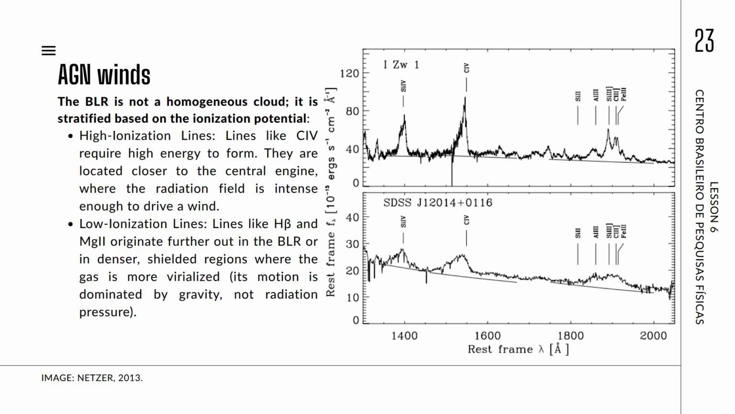Low ionization lines like H-beta and magnesium-2, you can see this a lot in the AGN spectrum, originate further out in the broad line region or in denser shielded regions where the gas is more virialized. So its motion is dominated by gravity and not by the radiation pressure. So we would see the lines more symmetrical. Even if they are broad, they are symmetrical. For instance, magnesium-2. We can see it as a broad line in AGN spectrum, which means that it's relatively close to the black hole.